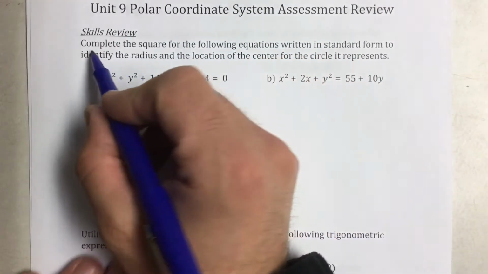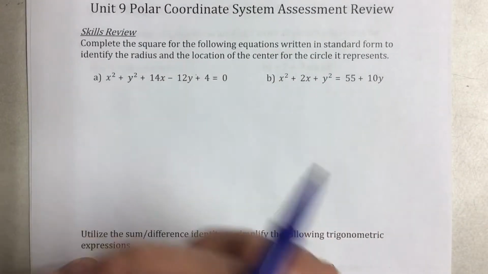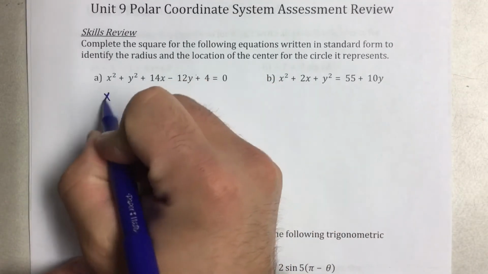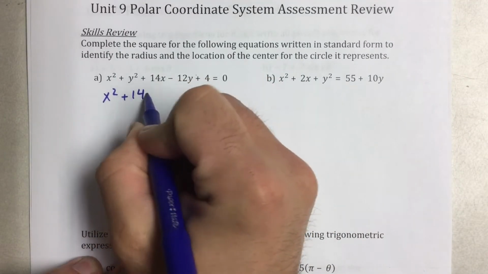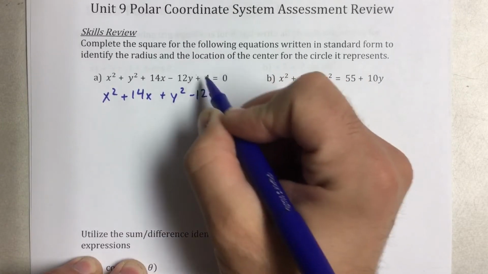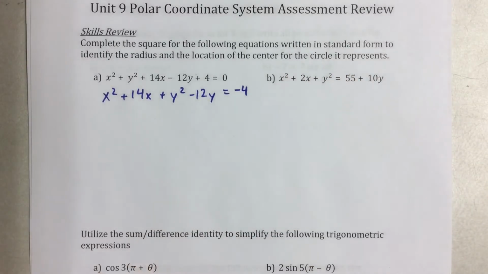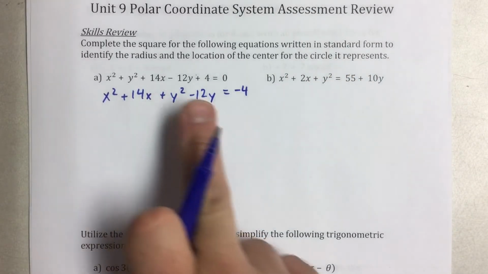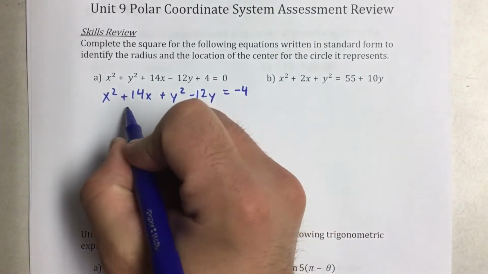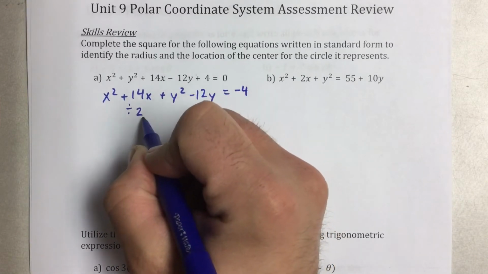So the very first thing we have to do when completing the square is group your x terms and y terms together, and then move your constant to the right if it's not already. So we have x squared plus 14x plus y squared minus 12y. Moving the 4 to the right, we would have negative 4. Now to complete the square, we take the middle term, the b term, divide by 2, and then square it.